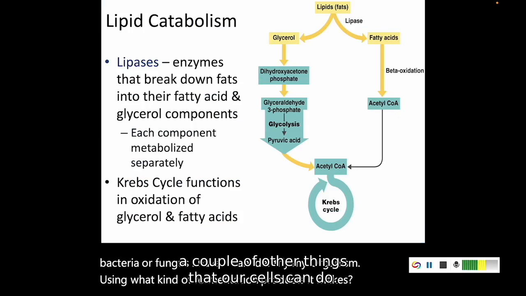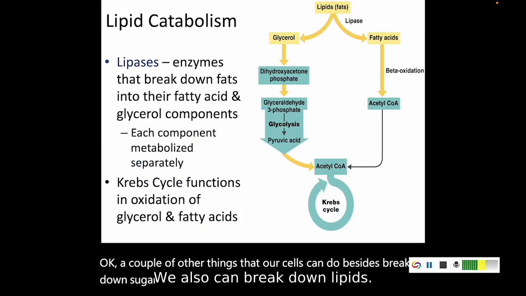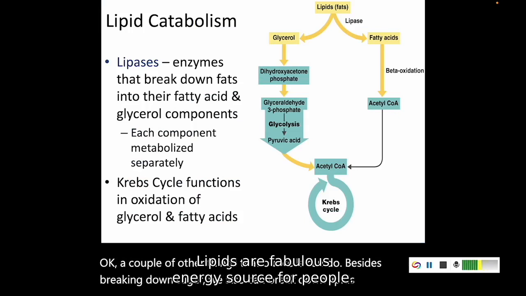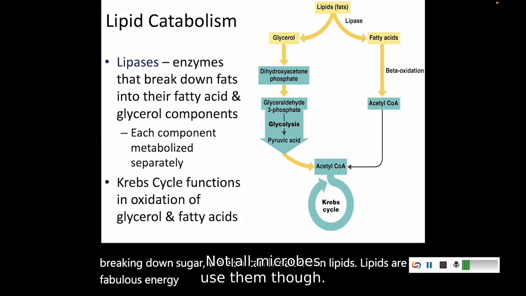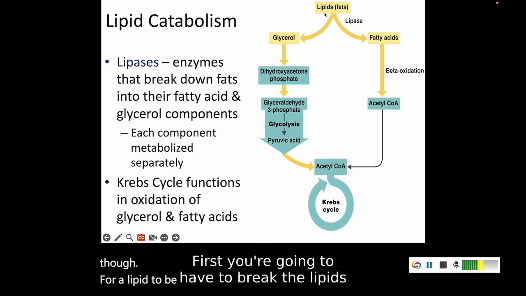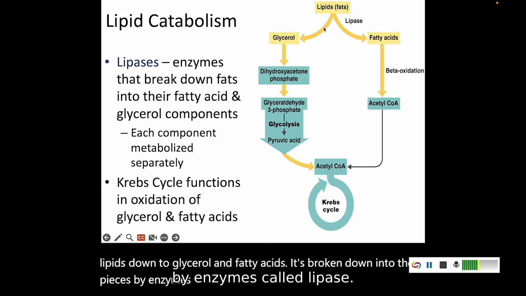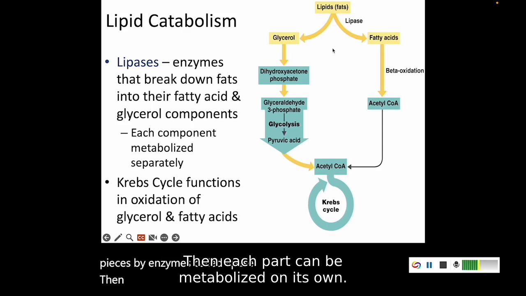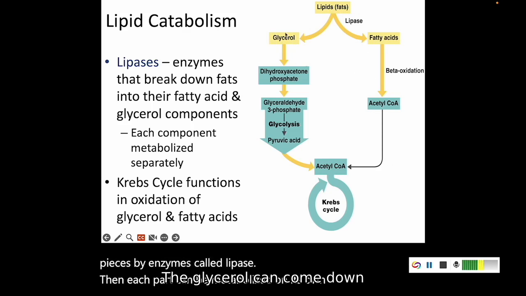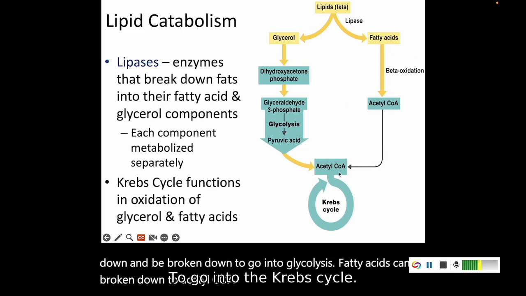Okay, a couple of other things that our cells can do. Besides breaking down sugar, we also can break down lipids. Lipids are a fabulous energy source for people. Not all microbes use them, though. For a lipid to be catabolized, first you're going to have to break lipids down to glycerol and fatty acids. It's broken down into these pieces by enzymes called lipase. Then each part can be metabolized on its own. Glycerol can be broken down to go into glycolysis. Fatty acids can be broken down to acetyl-CoA to go into the Krebs cycle.